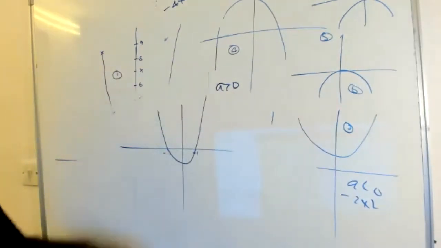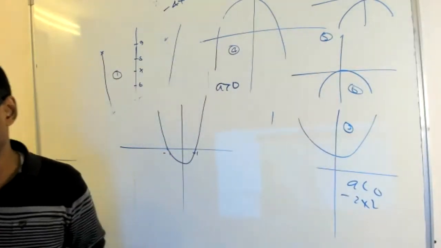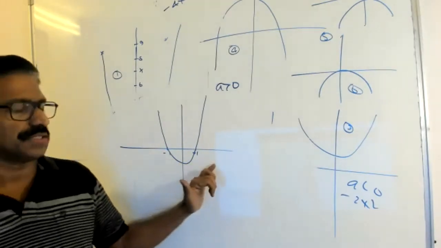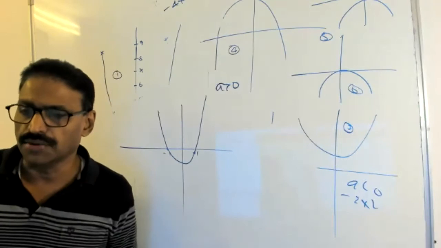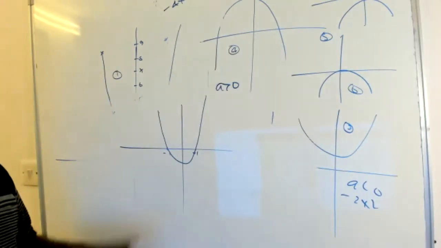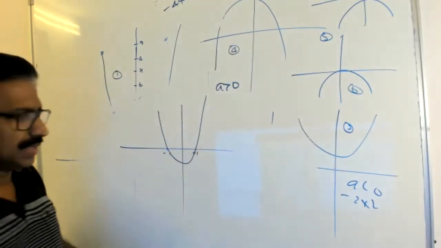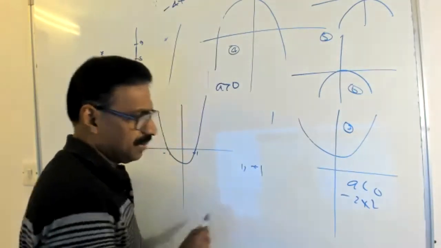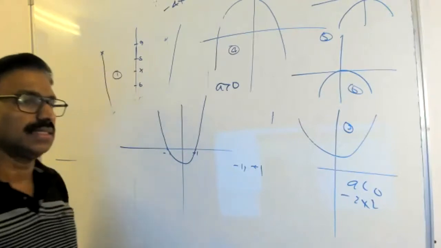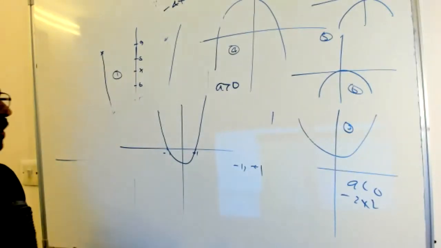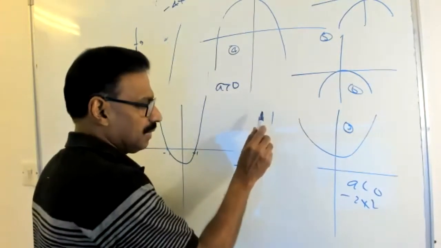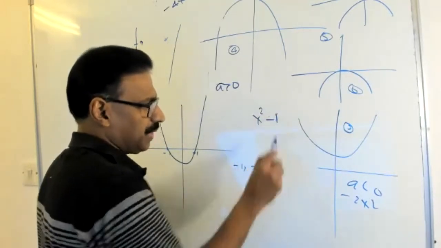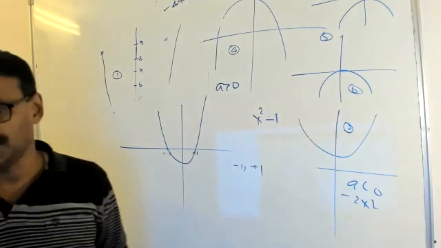Here, how many zeros? 2 zeros, because the graph is crossing the x-axis at 2 places, minus 1 and plus 1. That means the zeros are what? Minus 1 and plus 1 are the zeros. For example, look, x square minus 1.